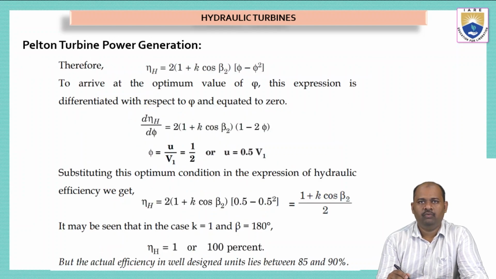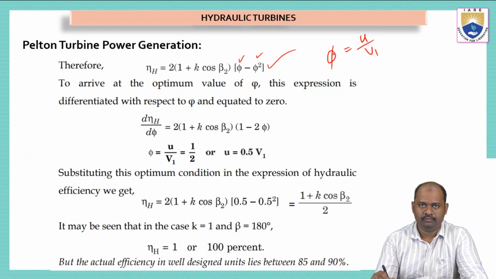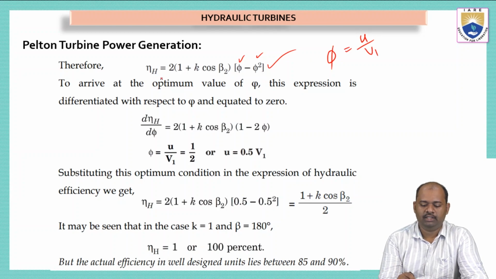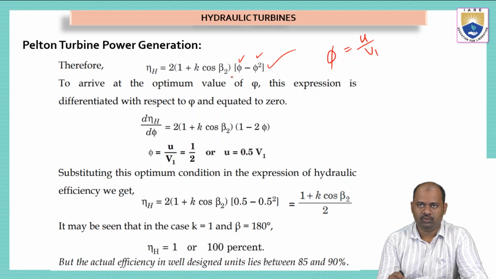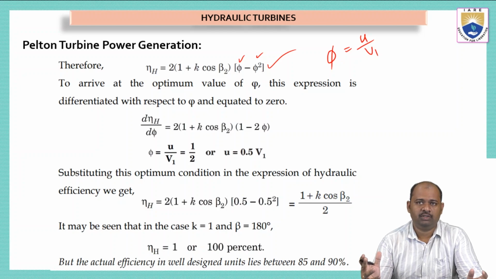So therefore, after modification, we will get this formula like phi minus phi square. We have seen that we are representing the value of u divided by v1 with this phi. So we can write this formula as 2 times 1 plus k cos beta 2 times phi minus phi square. To arrive at the optimum equation, the expression is differentiated with respect to phi and equated to 0.